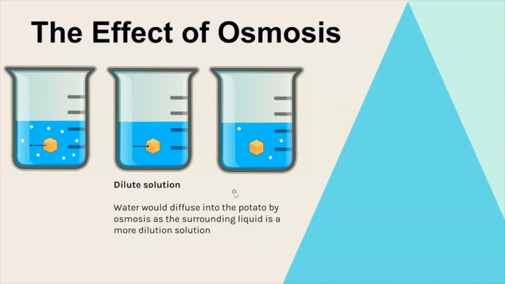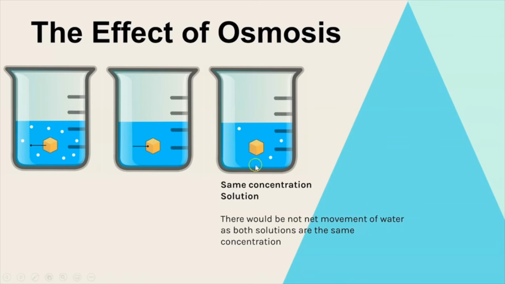In our third scenario, we have a solution which is exactly the same concentration as the inside of the cell for whichever solutes we've made it up for, whether that's sugar or salts. And if that's the case, there won't be any overall movement or net movement of water because it's already at equilibrium, or in other words, there's the same concentration inside and out.